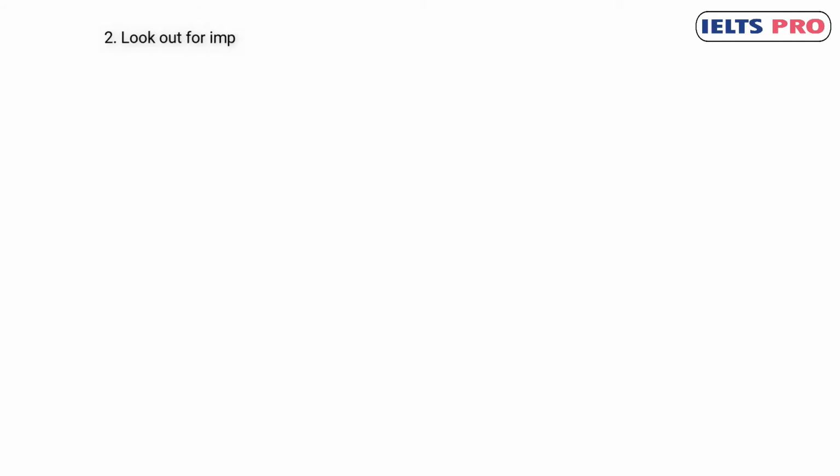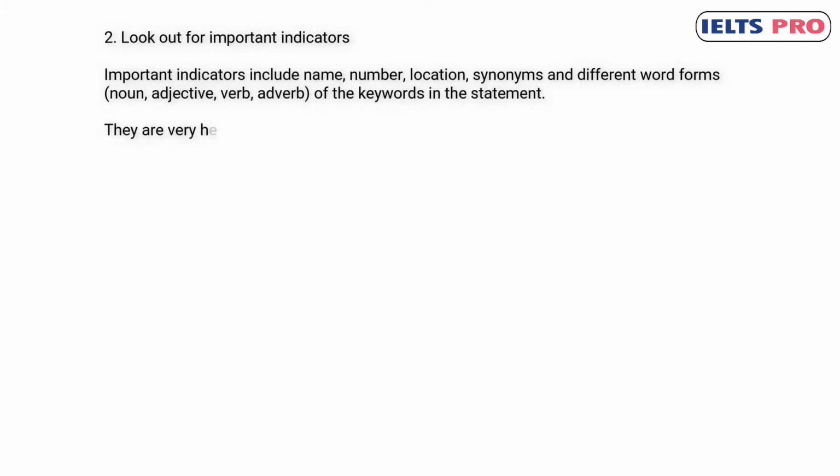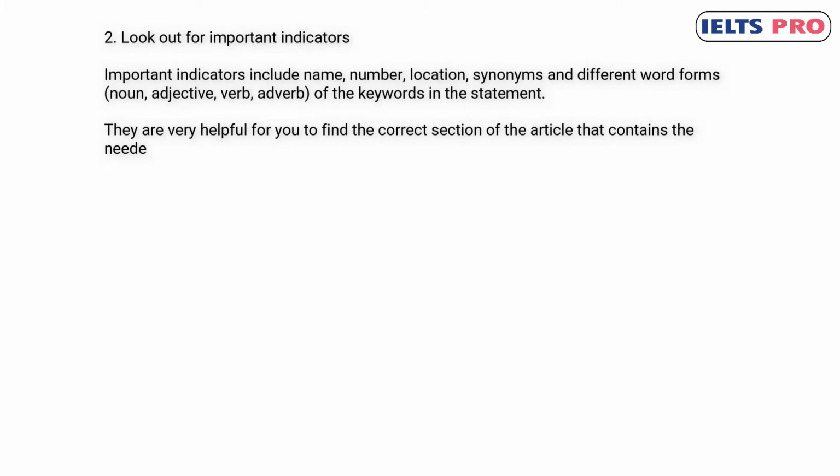2. Look out for important indicators. Important indicators include name, number, location, synonyms and different word forms (noun, adjective, verb, adverb) of the keywords in the statement. They are very helpful for you to find the correct section of the article that contains the needed information.